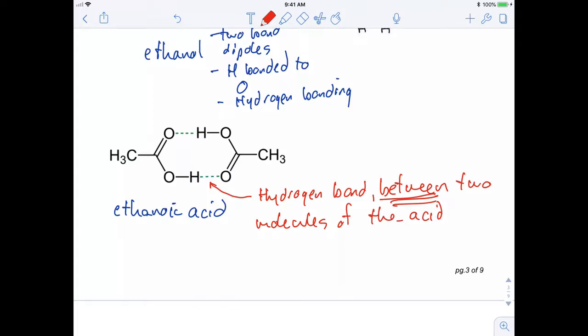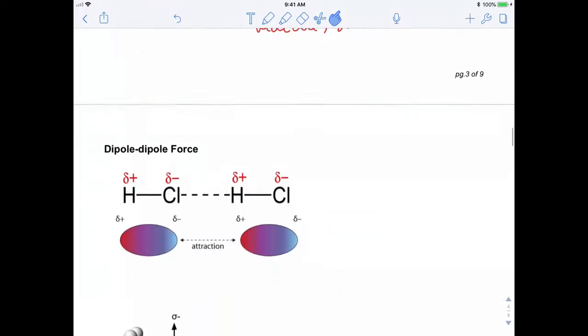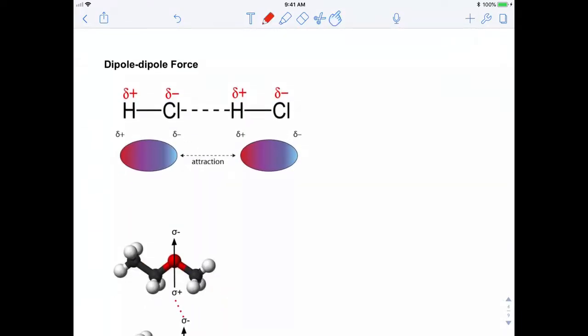That's why you want to remember, it's about breaking forces of attraction between molecules. The second type is a dipole-dipole force, and as mentioned, this occurs in any polar molecule. Hydrochloric acid, or HCl, is a polar molecule.